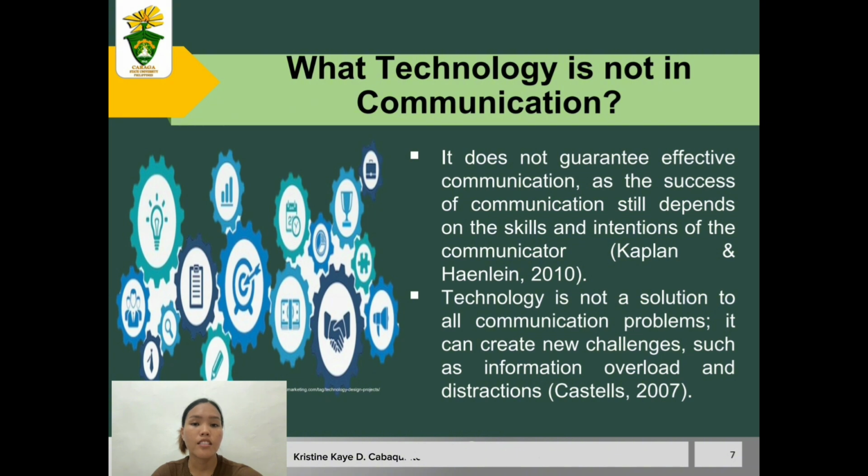Number two, technology is not the solution to all communication problems. It can create new challenges, such as information overload or distractions. Let's say group chats or endless notifications can distract from meaningful conversations or cause misunderstandings.